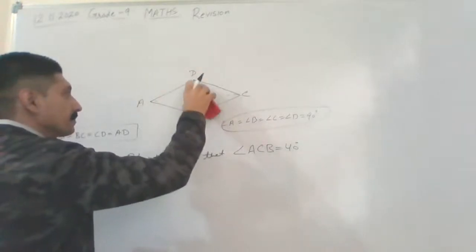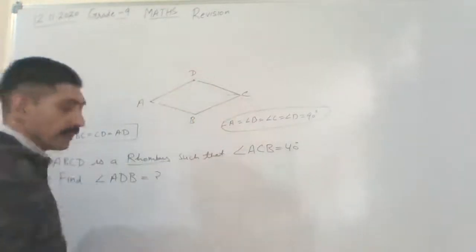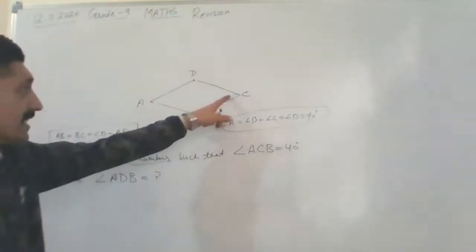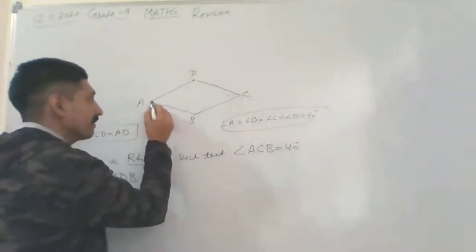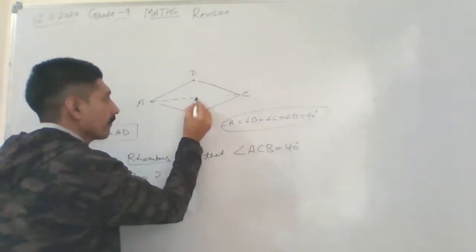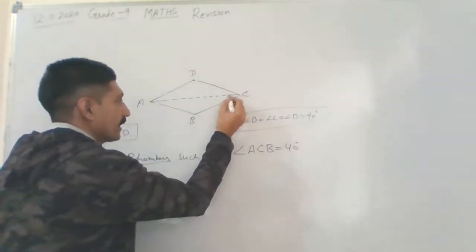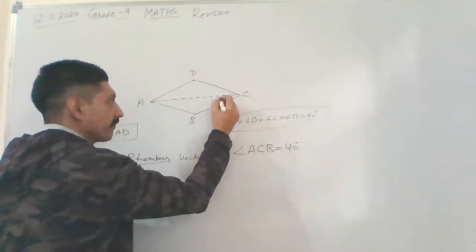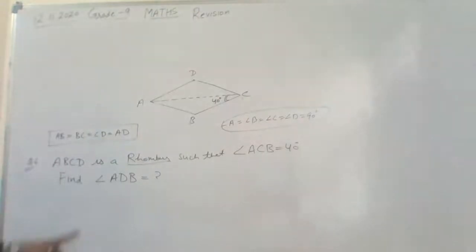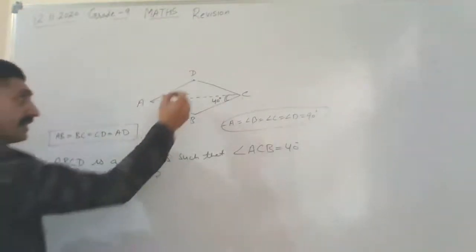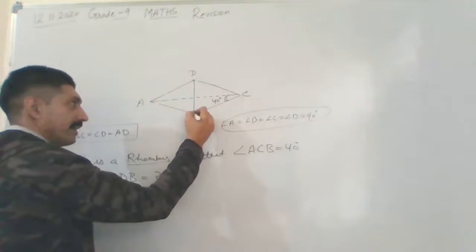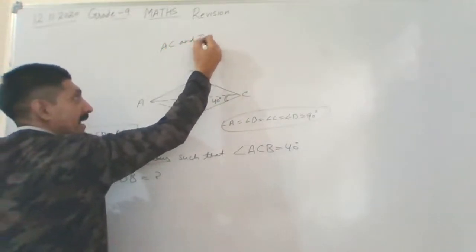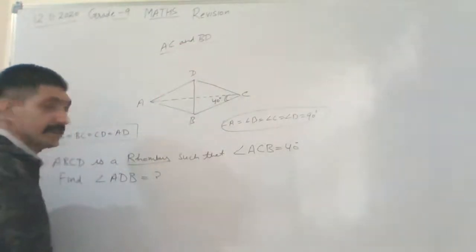Now they are talking about angle C, such that angle ACB, this angle here, is 40 degrees. Now what is angle ADB? Yes, very right. Again we have to join the diagonals. Here what are AC and BD? They are the diagonals, right?